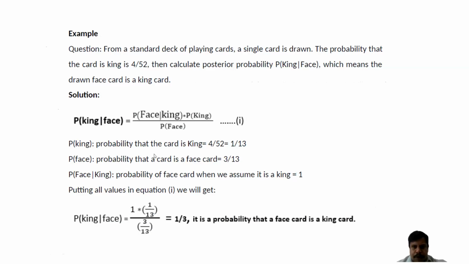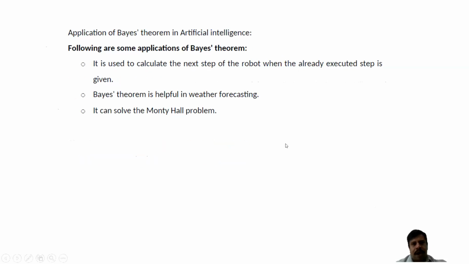Whereas the probability of taking a king card is equal to 4 by 52, because 4 kings are available in 4 sets. The probability that the card is a face card is equal to 3 by 13, because in every set there are 3 cards belonging to face. Putting all these values in the above formula, we get P of king by face is equal to 1 by 3. This is the probability that the face card is a king. So this is the application of the Bayes rule.